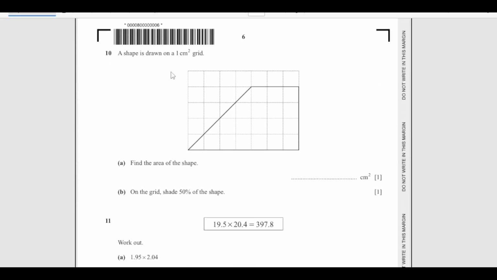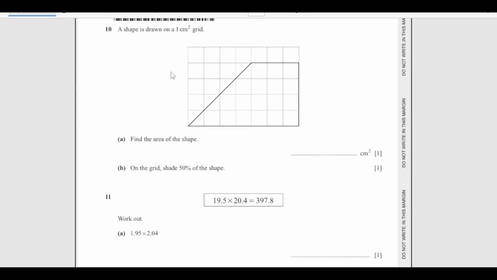Number 10, a shape is on a 1 centimeter square grid. Find the area of the shape. So we'll just count the number of full squares first. This is 1, 2, 3, 4, 5, 6, 7, 8, 9, 10, 11, 12, 13, 14, 15, 16, 17, 18. 18 full squares, right? Then this and this will become 19, and this will become 20. Half this, half this, half this, half this. So this is 20 centimeters squared.